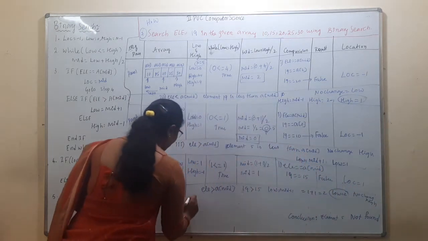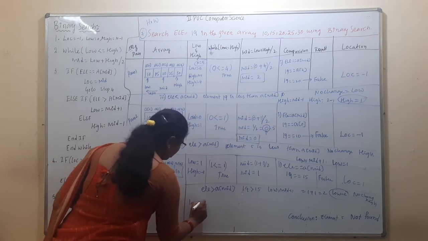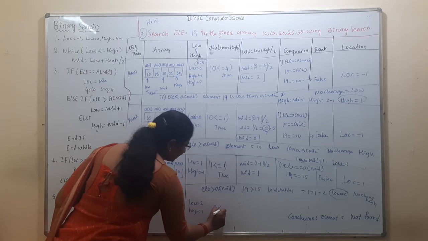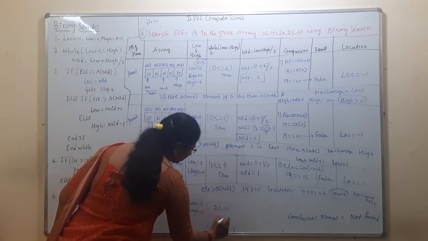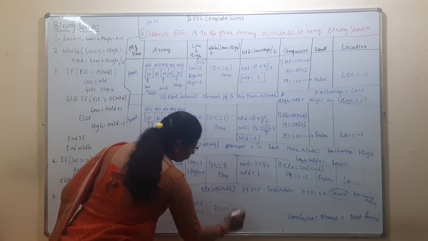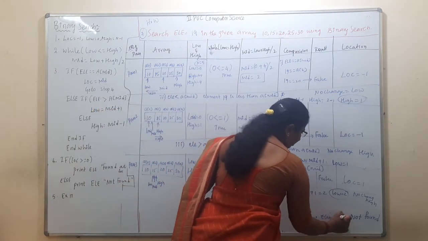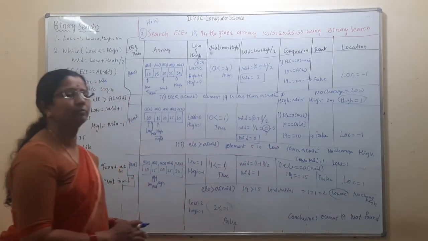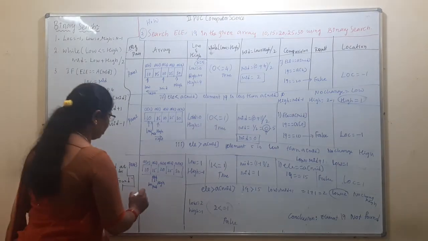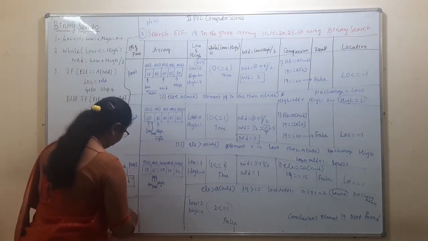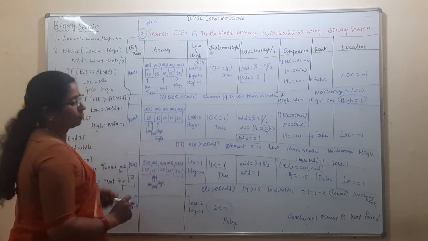Then check the condition here. Low is 2, high is 1. Is 2 less than or equal to 1? Condition is false. Conclusion, 19 not found. Understood? So here, in the last step, you can conclude the while loop becomes false.